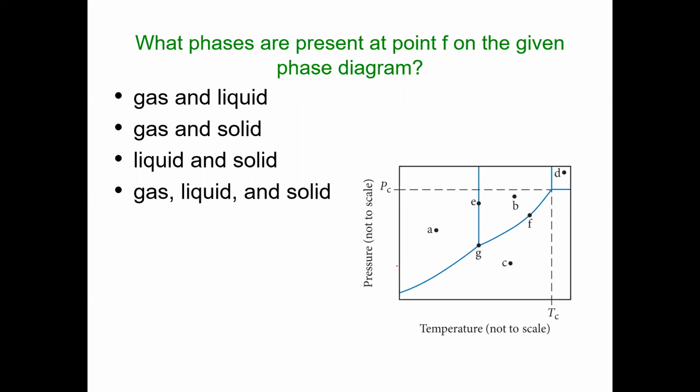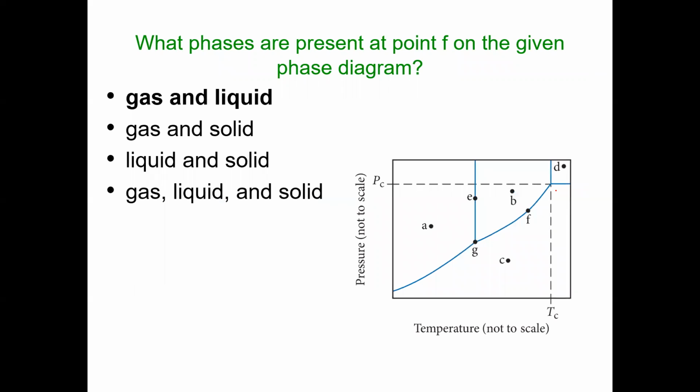So what if you had a problem and it asked something like, what phases are present at point F on the given phase diagram? So the first thing is you got to find point F, and point F is right here. And we know that this is a solid, liquid, and a gas, but point F is specifically on the curve between a liquid and a gas. So that's my vaporization curve. So what can happen? Well, I can have a gas and a liquid at a point of vaporization.